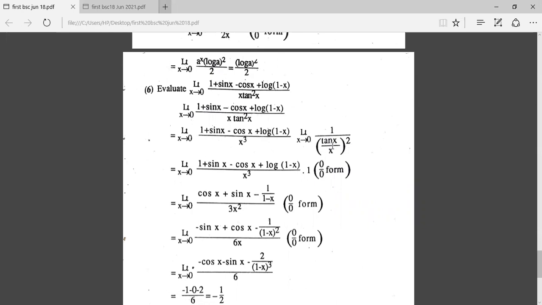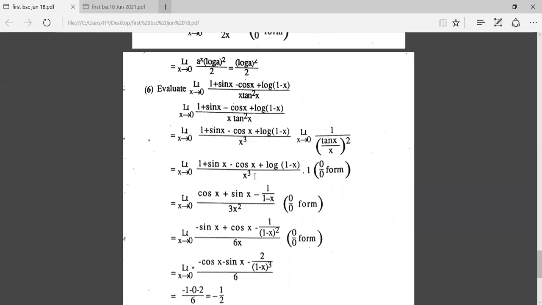This is because limit of tan x by x as x tends to 0 is 1, remember. If you have limit of sin x by x, that is also 1. But here we have tan x by x as x tends to 0, this is 1. So then it becomes easier to differentiate further. That is, to use L'Hospital rule, it will be easier if you make tan x by x as x tends to 0 equal to 1 here. You will get 1 plus sin x minus cos x plus log of 1 minus x, this becomes 1 here, divided by x cube.